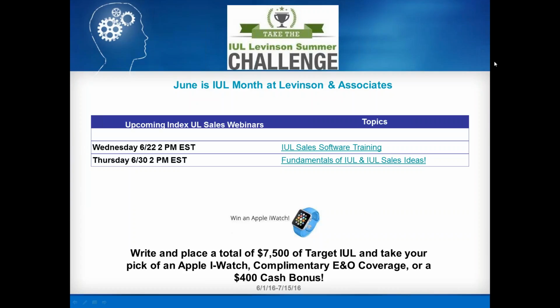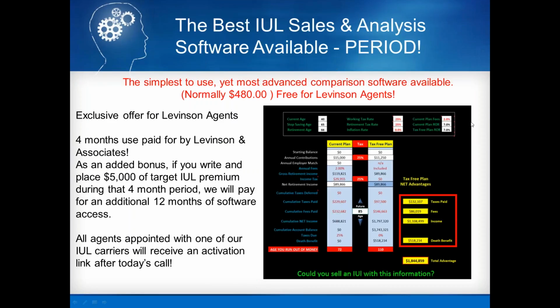Also, I want everyone to know we tied in an Apple iWatch contest basically for this, June being IUL month at Levinson and Associates. If you write and place a total of $7,500 of target IUL business, you can take your pick of either an Apple iWatch, complimentary E&O coverage, or a $400 cash bonus. So that is running right now. So any sort of IUL business that you're writing, especially using this platform, will qualify towards any one of those incentives.